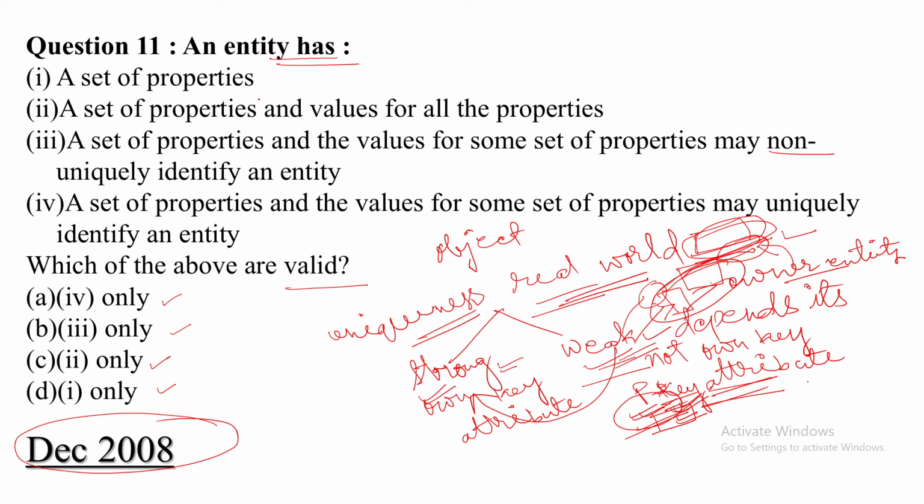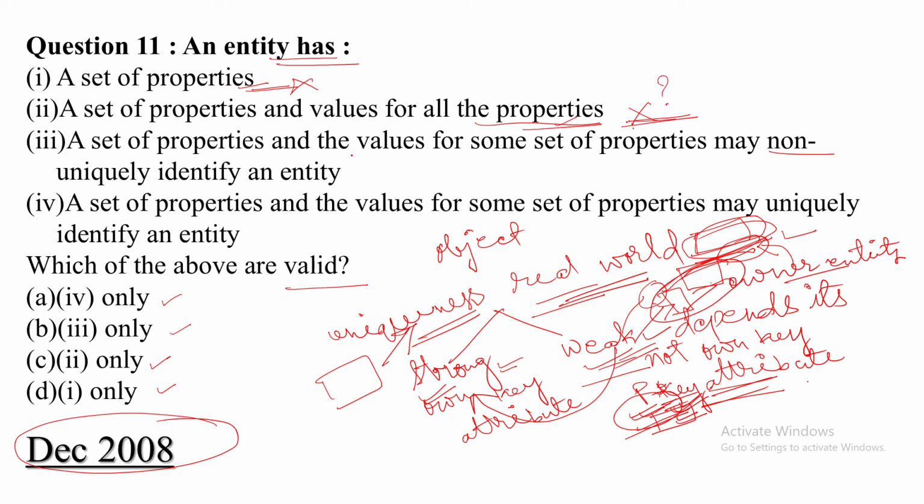So what does it say? Entity has a set of properties. Properties means objects. It is a set of objects, not only an object. This is an incomplete sentence; it is not a proper definition. We cannot say only a set of properties. A set of properties and values for all properties. Yes, this is also correct, but it is also half, because an entity has a uniqueness value, and here that uniqueness of the value is not mentioned, so this is also a half definition, correct but some part is missing here.